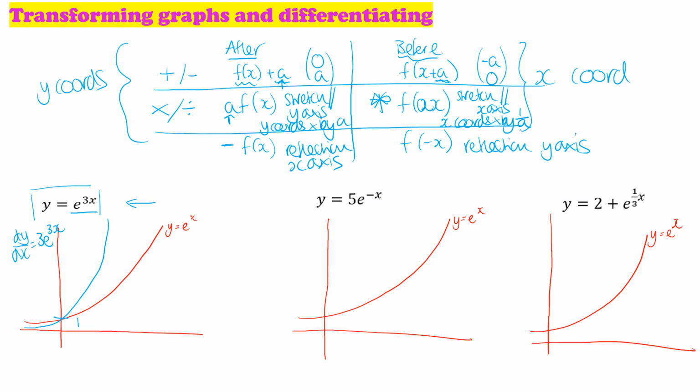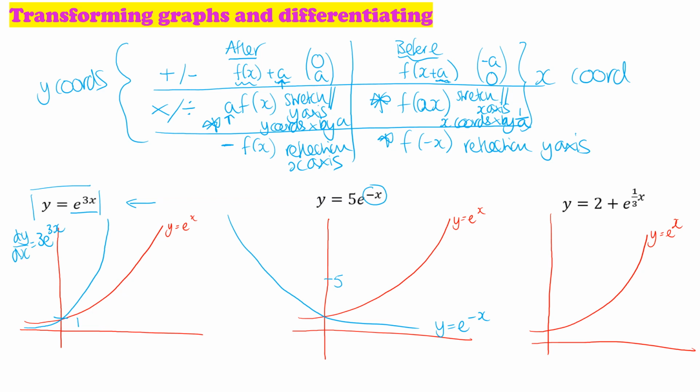The next one, y equals 5e to the minus x. So this minus here is this one, and it's a reflection in the y-axis. So if I was to draw y equals e to the minus x, that would be that graph there, and then multiplying it by 5 is this type. It's a stretch parallel to the y-axis. All the y coordinates are going to times by 5, so it's going to come up and go through 5.